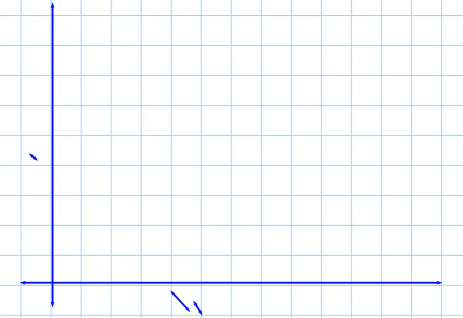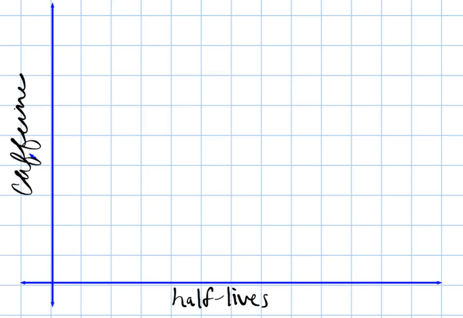So our X is half-lives, and over here we have caffeine. What is the highest amount of caffeine that Erin had in her system? 80. So we need to go up to at least 80. If I count by fives, will it fit? No. Let's count by 10, 20, 30, 40, 50, 60, 70, 80.